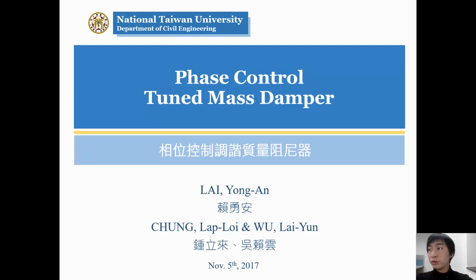In this video, we are going to talk about our research, the phase control tuned mass damper. The proposed phase control tuned mass damper is a kind of semi-active tuned mass damper. The phase of the phase control tuned mass damper relative to the structure can be adjusted by applying the friction force at a specific time. Therefore, the phase control tuned mass damper can be kept at 19 degrees lag of the structure and have the maximum power flow to reduce the structural vibration.